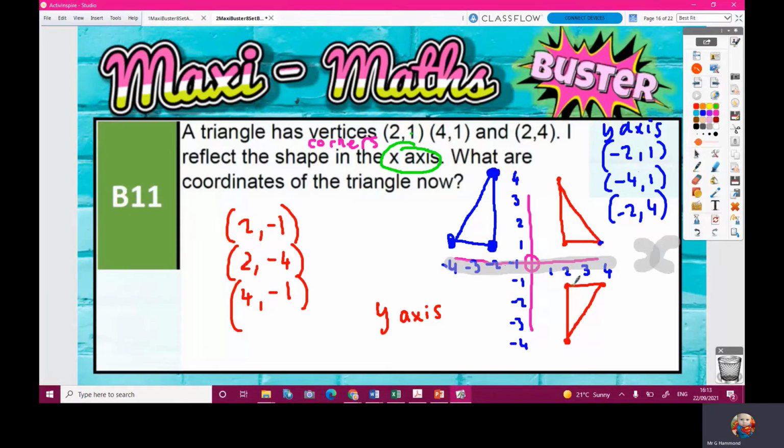To cut a long story short, a reflection in the x-axis makes any coordinate that was up then become down, so it makes the second number negative, and a reflection in the y-axis makes any coordinate that was to the right then go to the left. So that's going to make all the first numbers negative. A reflection in the x-axis makes all the second numbers switch the symbol from positive to negative. A reflection in the y-axis makes all the first numbers switch the symbol from positive to negative.